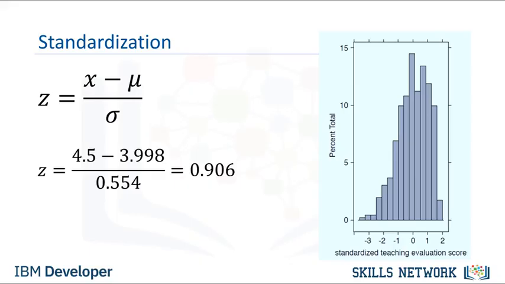I use the formula in the equation shown here, where the standardization is taking a variable x and subtracting from it the average value mu, then dividing it by the standard deviation. So if the teaching evaluation score of an instructor on a scale of 1 to 5 is 4.5, we subtract the average teaching evaluation of 3.998 from it and divide it by the standard deviation, which is 0.554, resulting in a z-score of 0.906.